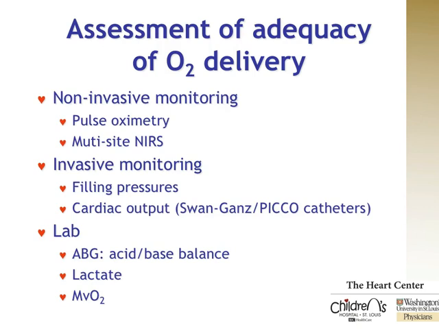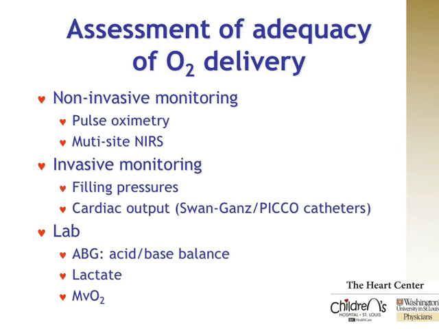We have non-invasive monitoring, which is particularly helpful in children because we don't often have the luxury of being able to easily place central access lines. So pulse oximetry for arterial oxygen saturation and multi-site NIRS for estimations of mixed venous saturation have become fairly standard adjuncts in the pediatric cardiac ICU. And then we do have invasive monitoring. We can measure filling pressures, central venous pressures, left atrial and right atrial pressures. And in bigger children, cardiac output monitors, either with Swan-Ganz catheters or PiCCO catheters.